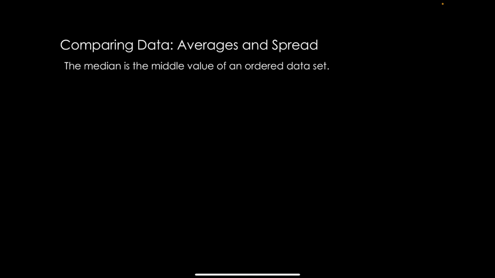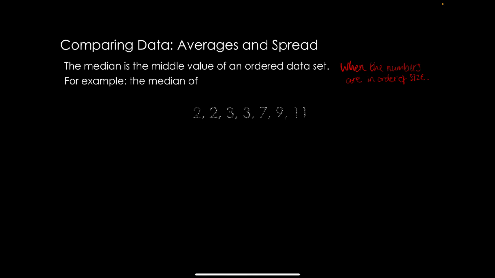The median, which is a different type of average, which you might get asked about, is the middle value of an ordered data set. So it's the middle value when the numbers are in order of size. Now you must remember to do that, in order of size, because if you forget, you'll be marked down, or you might miss out on quite a few marks.